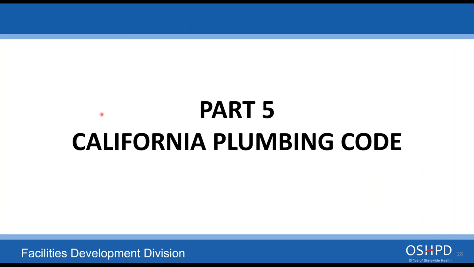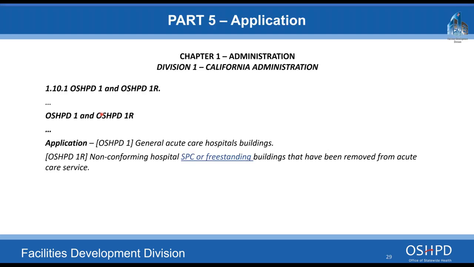Okay, next we'll go to the plumbing code. As you'll see, we'll be addressing the one issue that comes up every cycle, except this current cycle, and that's hand wash fixtures. That's kind of an OSHPD favorite, it seems. So we'll go to this next slide here. We've got, once again, some of the language on non-conforming hospital, SBC, or freestanding buildings. This is just clarification of the language. Housekeeping, as Bill would say. We'll go to the next slide, please.